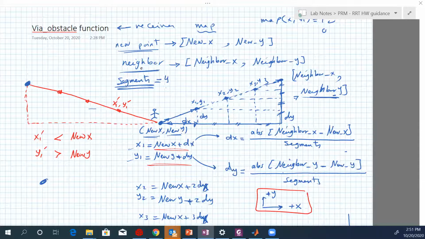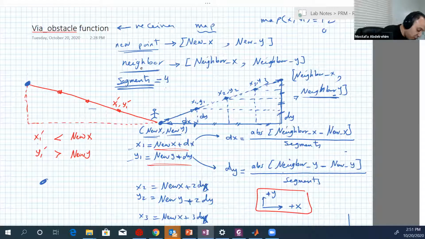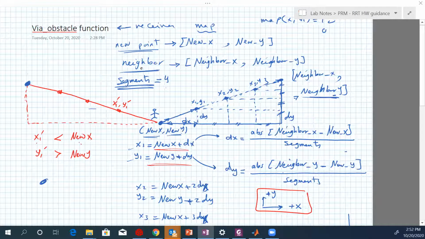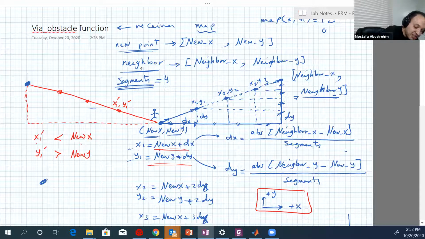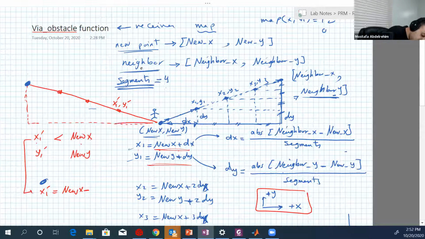Shouldn't you still add it? No, because we are saying that x1 dash is less than new x, right? Oh. So x1 should be new x minus something, not add. So x1 dash should equal new x minus this distance, which is dx.